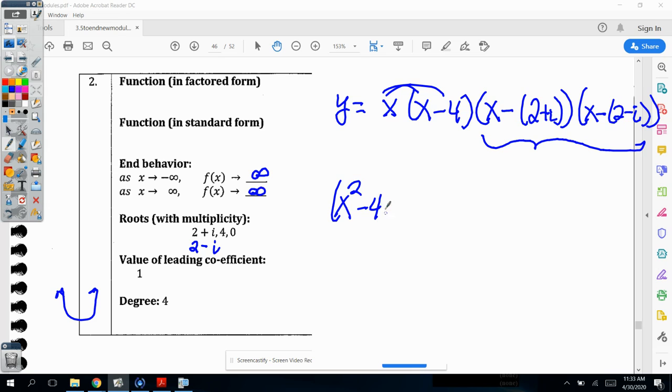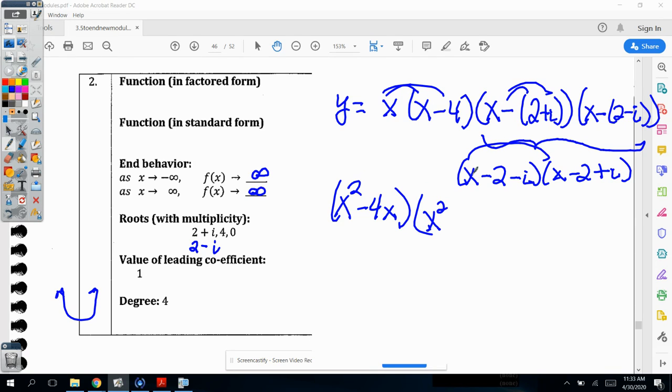x squared minus 4x. Some of you might like to do the rectangle here. I am going to distribute this negative first. So it's x minus 2 minus i and x minus 2 plus i. And like I said, you could do the rectangles, or I'm going to triple distribute here and see what I get. Here's an x squared, minus 2x, plus ix. Now I'll do this negative 2. Negative 2x again, plus 4, minus 2i. Now here's that minus ix. I'm going to run out of space, aren't I?